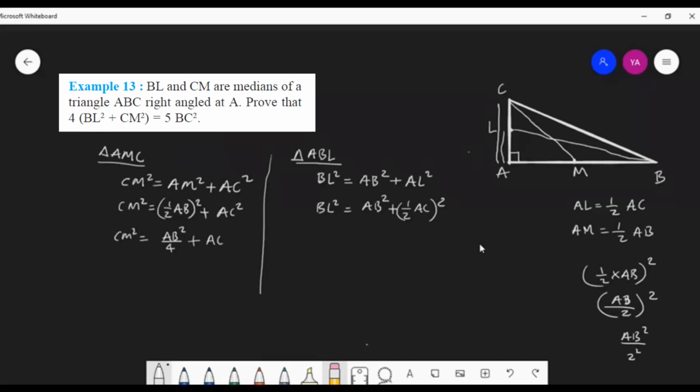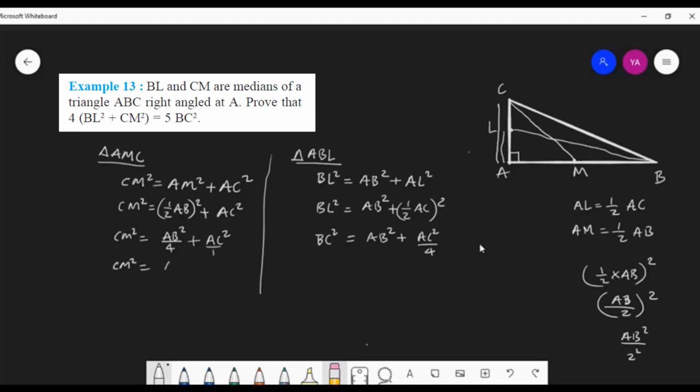Okay, so AC square. Then on the right side, how will it come? BC square is equal to AB square plus 1 by 4 AC square, that is AC square by 4. On the left side, we can add this fraction to the other number. So what will come? CM square is equal to, you add this. You can take it as 1 by 1, then add.